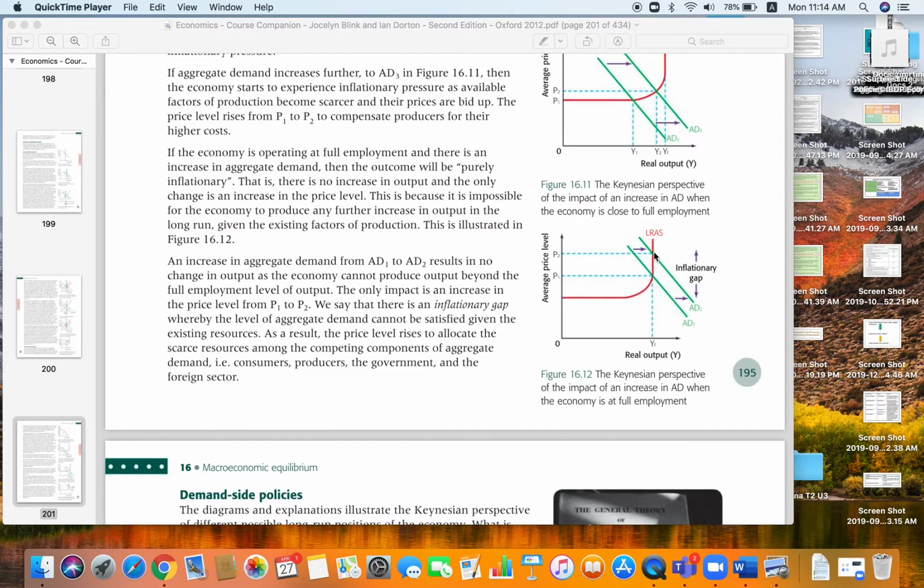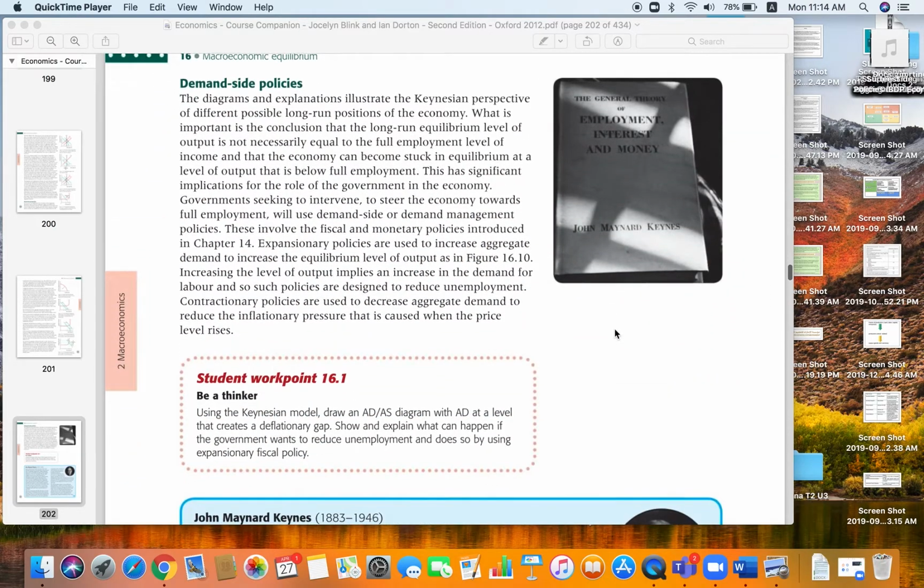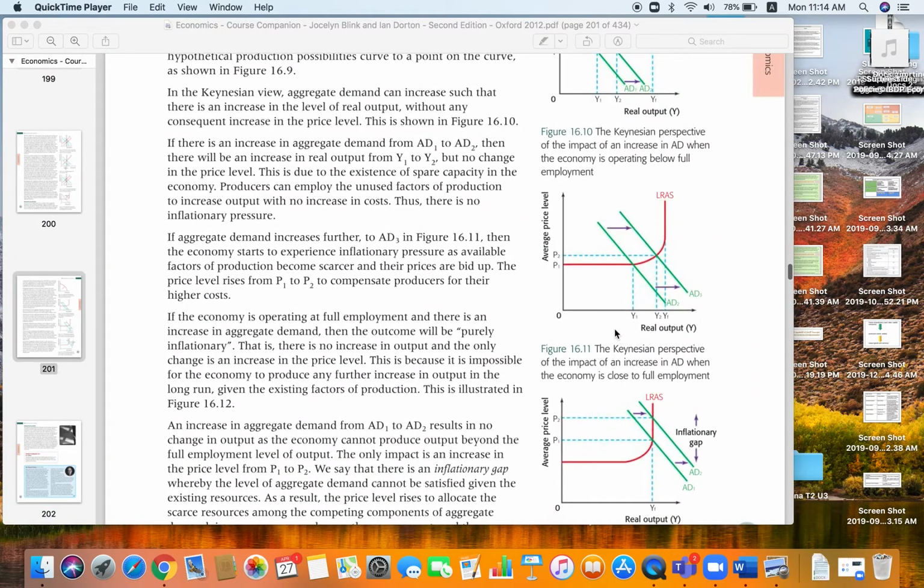So an increase in aggregate demand from AD1 to AD2 here results in no change in output in the economy because once again, we've reached full employment. The only impact is an increase in the price level. So there's definitely an inflationary gap. It's only at this point that inflation really starts to take over. Before that, it's mostly a deflationary gap in the Keynesian model. So that's how supply and demand shifts work with the two different models in the long run.